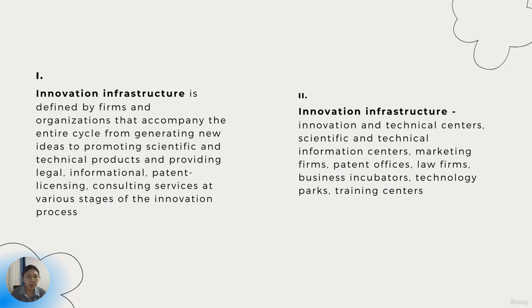And the last one is about innovation infrastructure. This one is defined by firms and organizations that accompany the entire cycle from generating new ideas to promoting scientific and technical products and providing legal, informational, patent licensing, and consulting services at various stages of the innovation process. And also, innovation and technical centers, scientific and technical information centers, marketing firms, patent offices, law firms, business incubators, technology parks, and training centers.